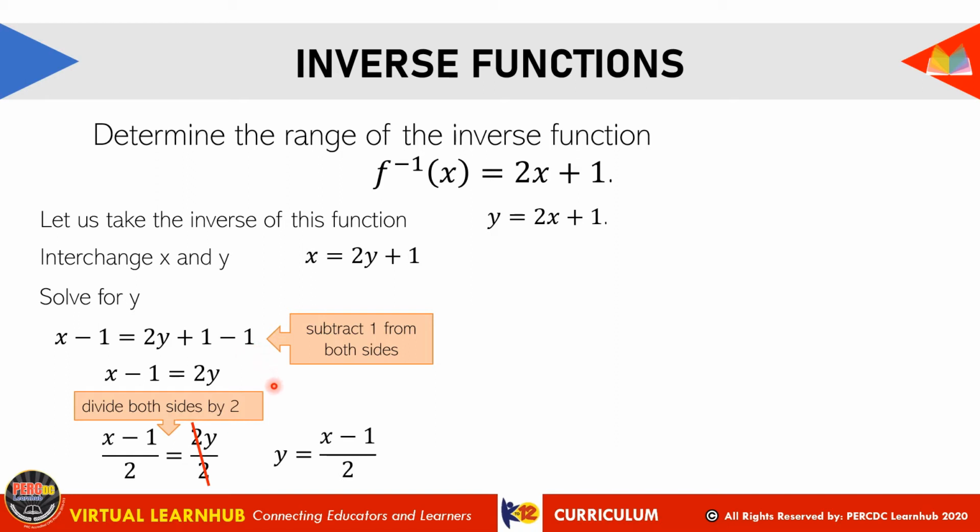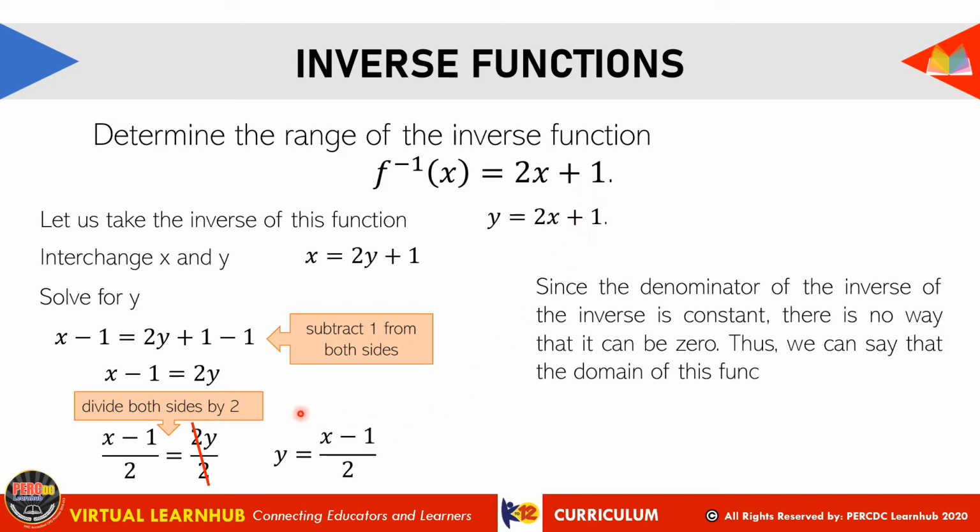Now that we have the inverse of the inverse function, if we solve for the domain of this, we are basically solving for the range of the inverse function itself. Since the denominator of the inverse function is constant, which is basically the number 2, there is no way that it can be 0. Thus, we can say that the domain of this function is the set of all real numbers, or from negative infinity to positive infinity. But we know that the domain of this function is also the range of this inverse function. Thus, the range of this inverse function is also the set of all real numbers from negative infinity to positive infinity.